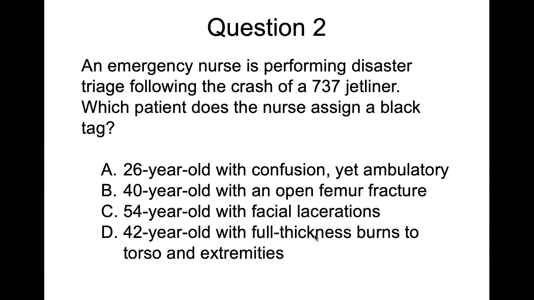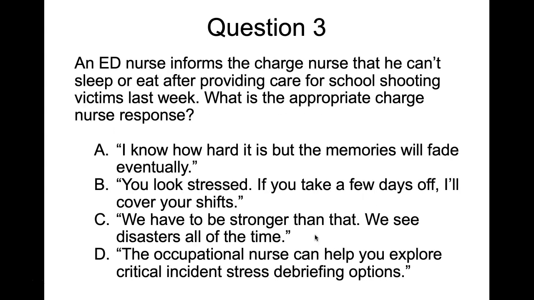A 54-year-old with facial lacerations? That's probably a green tag. Or a 42-year-old with full thickness burns to torso and extremities. So a black tag, D. Typical examples of black tag patients are those with massive head trauma, extensive full thickness burns, and high cervical spinal injuries. You must be dedicated to saving the most lives rather than expending valuable resources to save ones at the possible expense of many others.